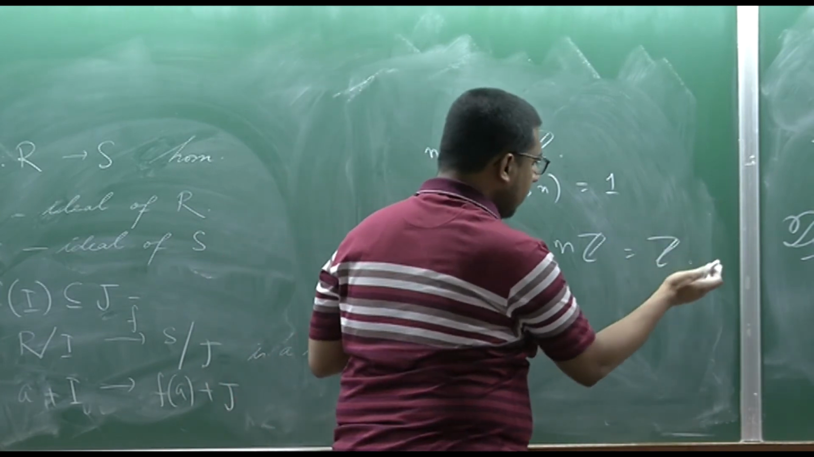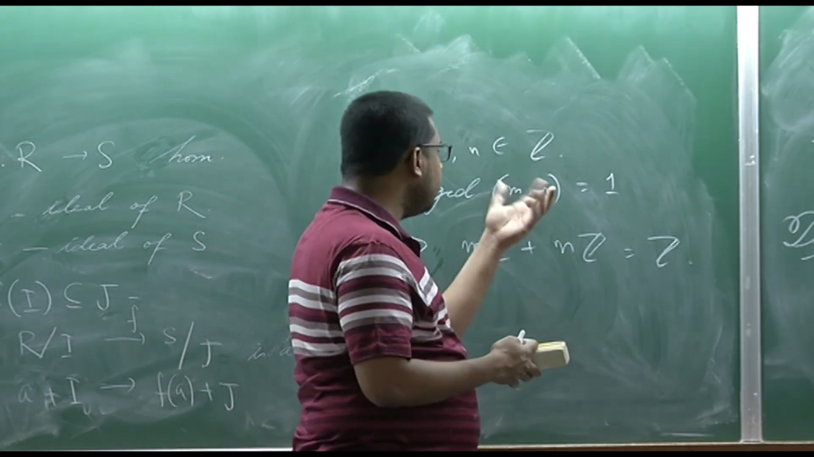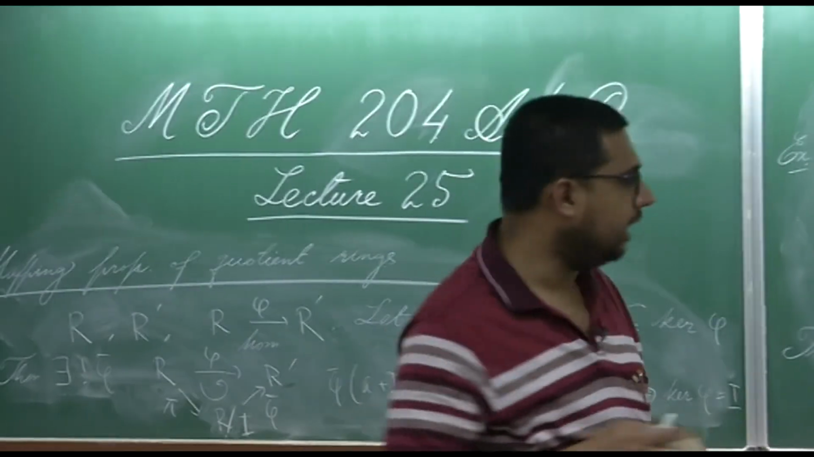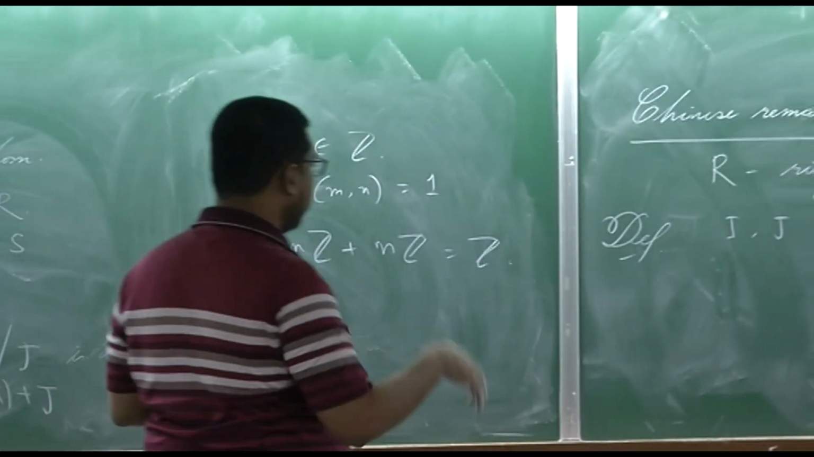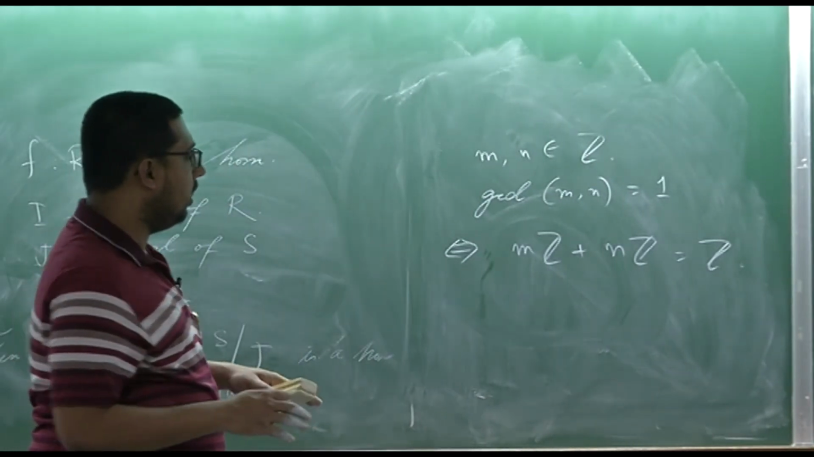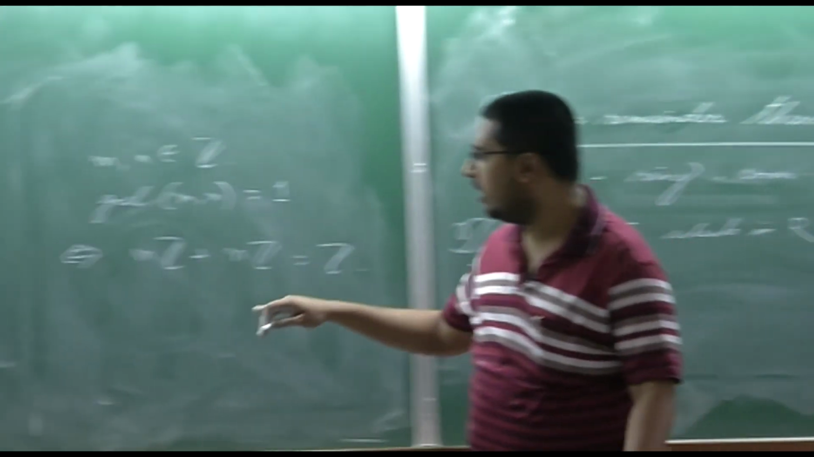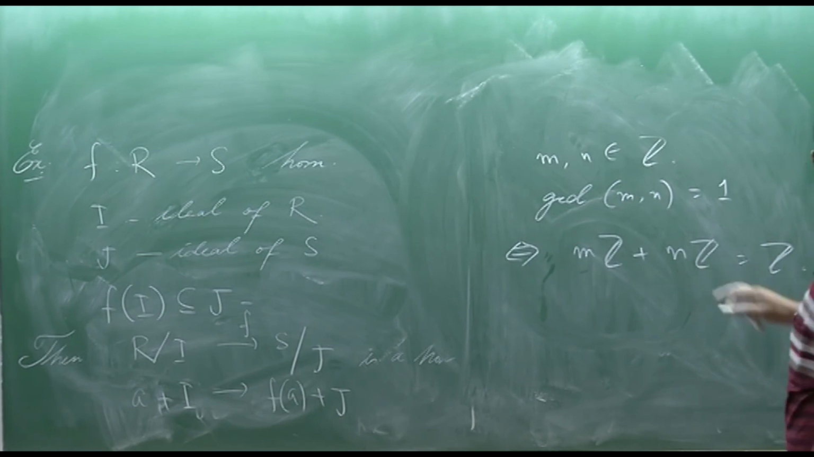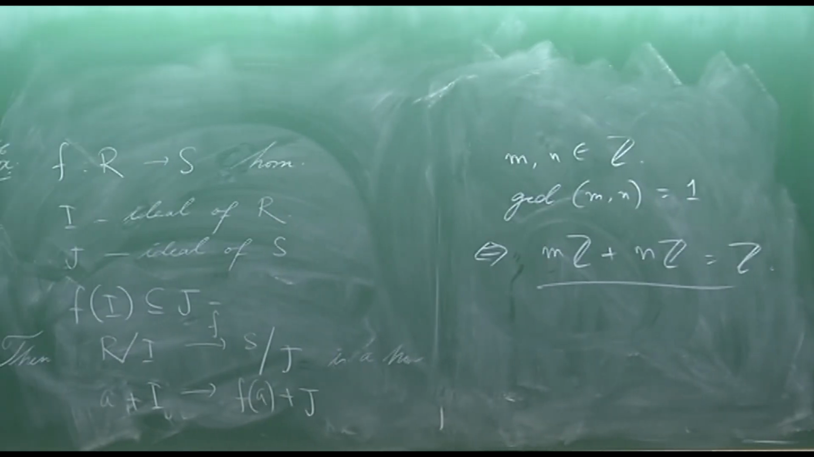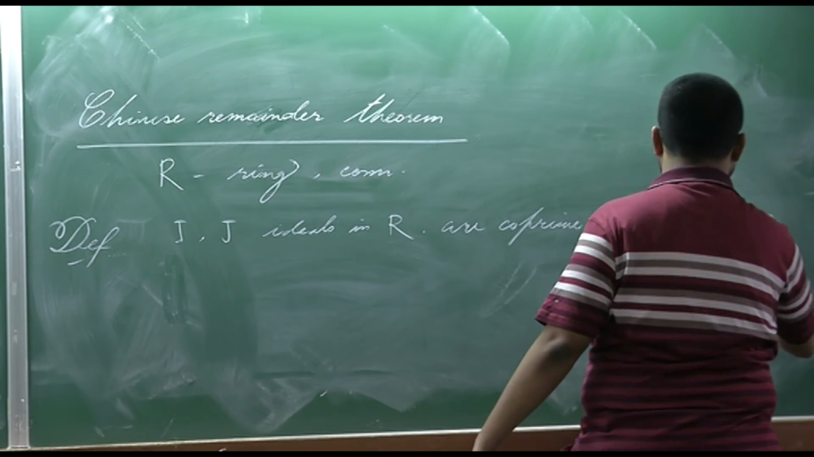So in an arbitrary commutative ring, we do not have the notion of GCD or anything like that so far. Of course, we will be defining that for good enough rings, but coprimality you can define using this property. So coprimality is defined exactly as: I and J are coprime if I plus J is the whole of R. Okay.